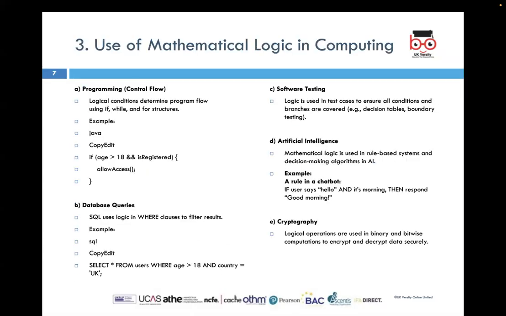So programming. Logical conditions determine program flow using if, while, and for structures. An example is shown in the code where it uses a conditional if statement to check if the age is greater than 18 and if the variable is registered is also true. If both are true, using the AND operator, then it will execute the allow access function.